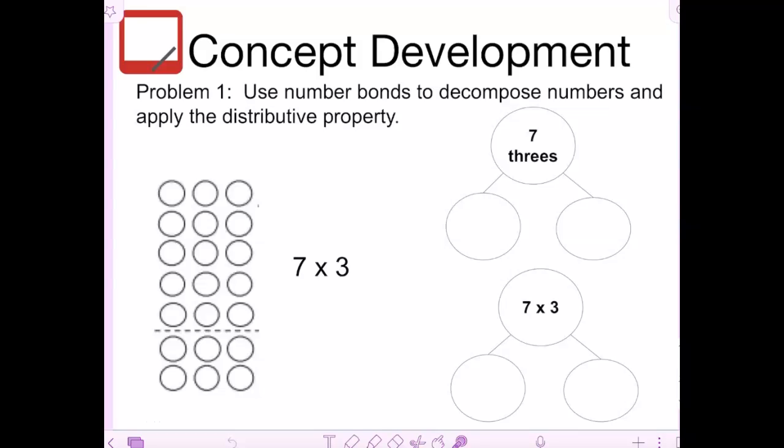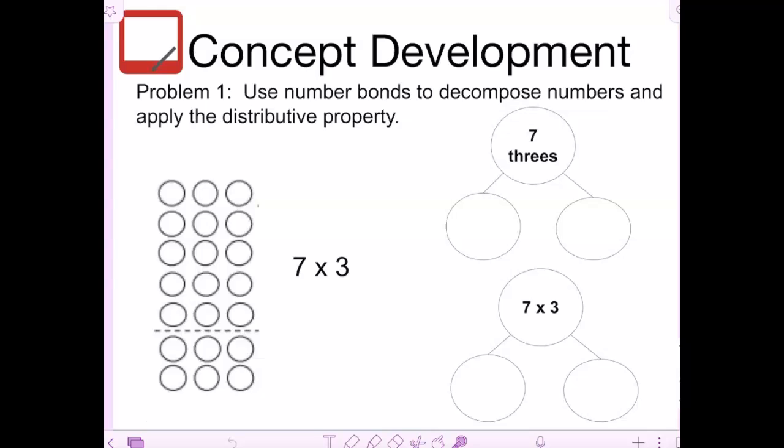Hi boys and girls, welcome to lesson 18, concept development lesson. We are going to be using the distributive property of multiplication to decompose numbers, and we're going to use number bonds to do that. So we're going to work on the distributive property. Everybody say that, distributive property.